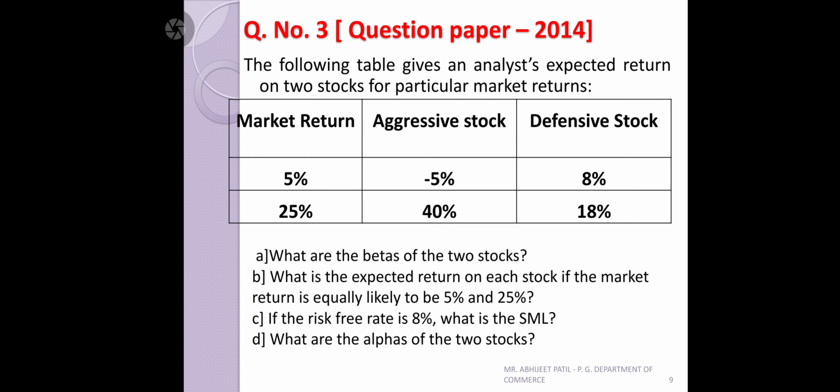Now the questions they ask: number 1, what are the betas of the two stocks? Number 2, what is the expected return on each stock if the market return is equally likely to be 5% and 25%? Equally likely means 50-50%. Number 3, if the risk-free rate is 8%, what is the security market line? And next, what are the alphas of the two stocks? So here they ask four things: beta, expected returns, market returns, risk-free rate, and alpha. Let's find out how to calculate them.